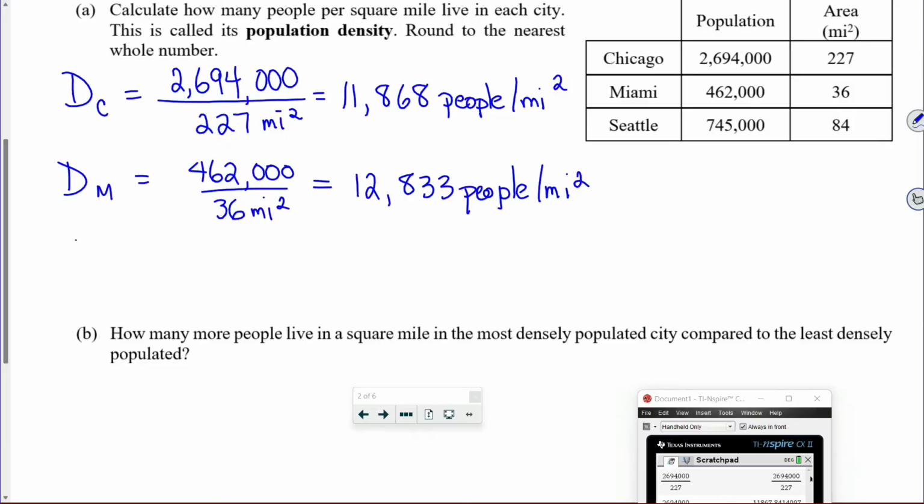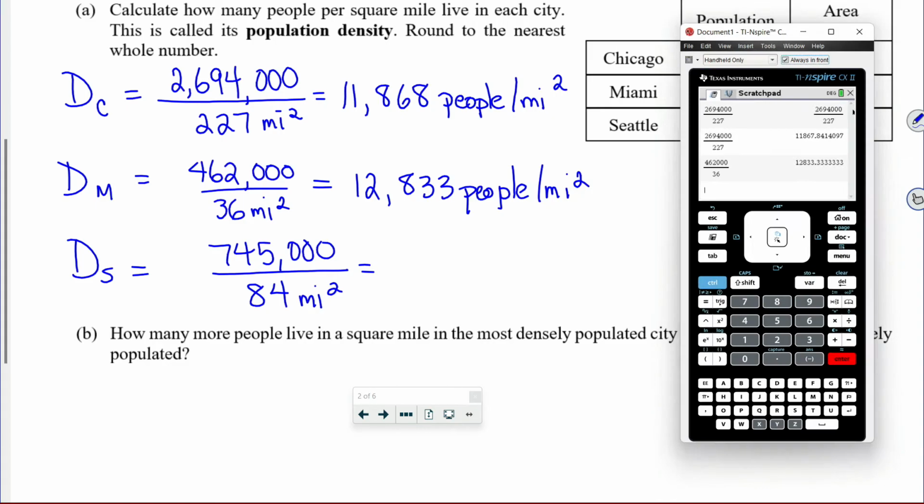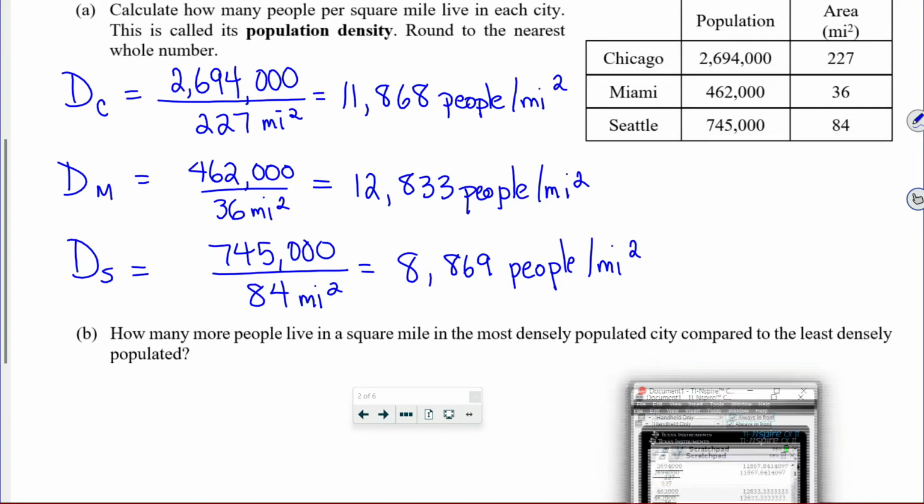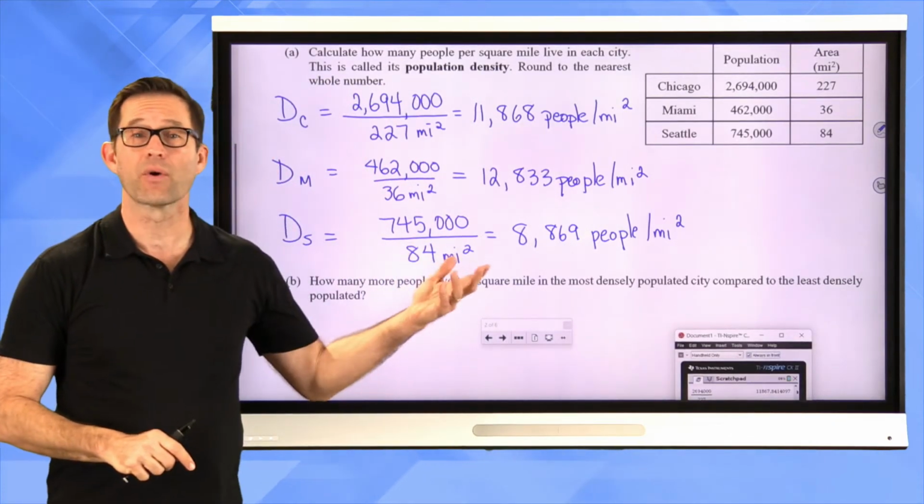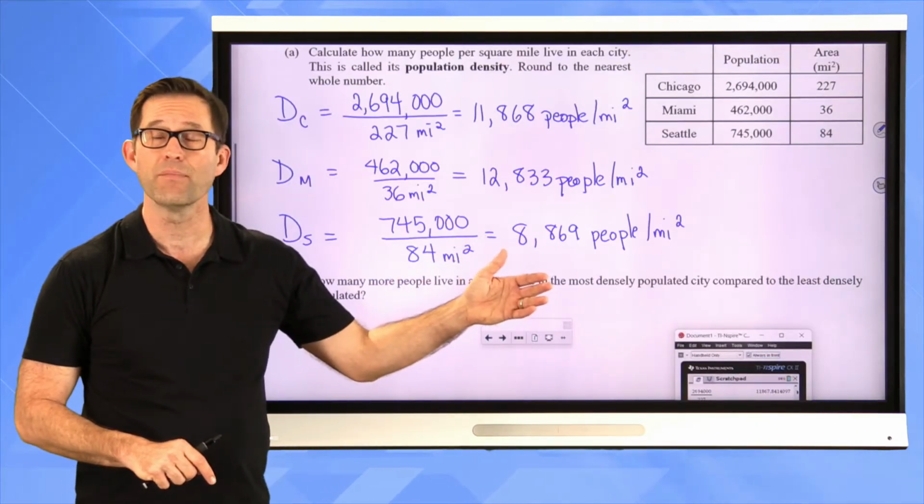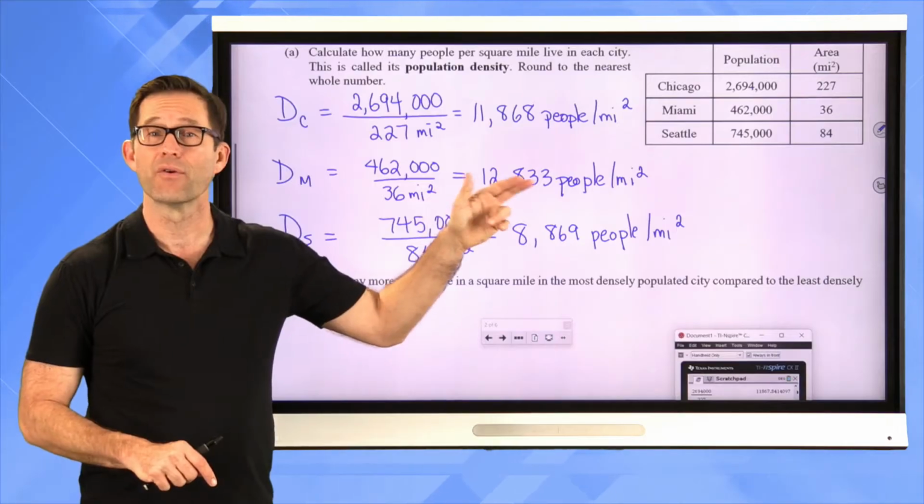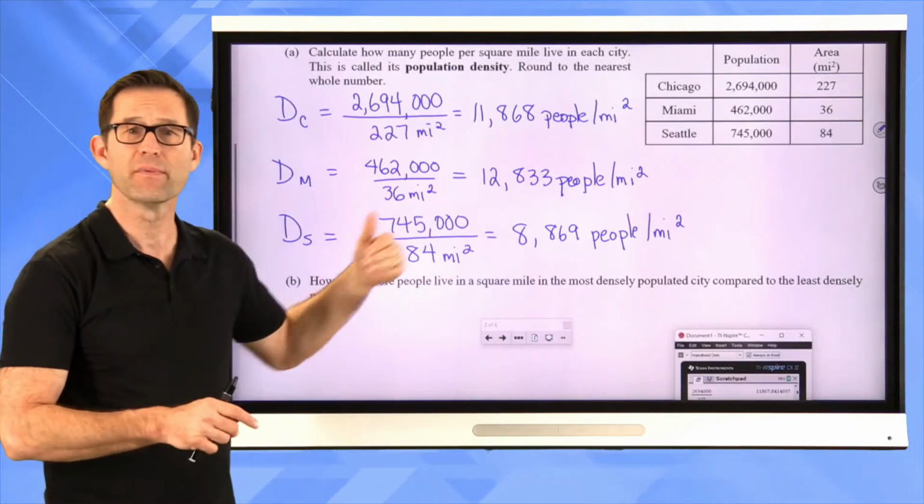All right, and finally, let's take a look at the population density of Seattle. That's going to be 745,000, larger than Miami, smaller than Chicago, divided by 84 square miles. And we end up getting 8,869 people per square mile. So we can see from this that Seattle is the least crowded of the three cities. There are only 8,869 people that live in a square mile versus Miami, 12,833 people that live in a square mile. It's kind of a measurement of how crowded something is.